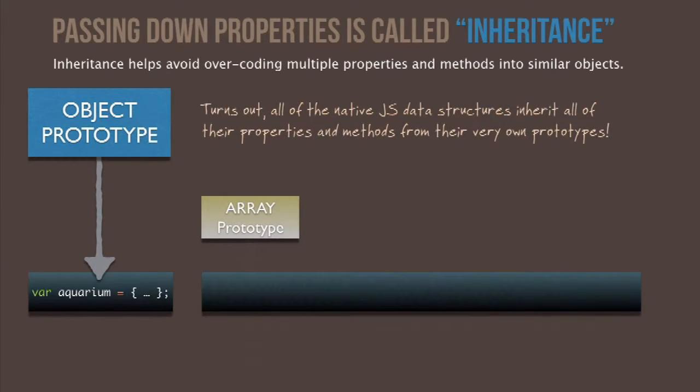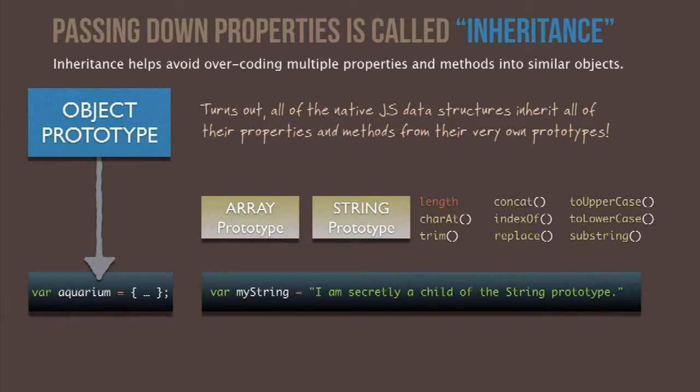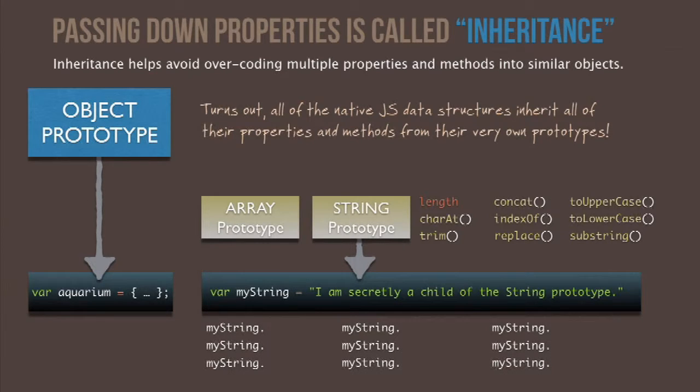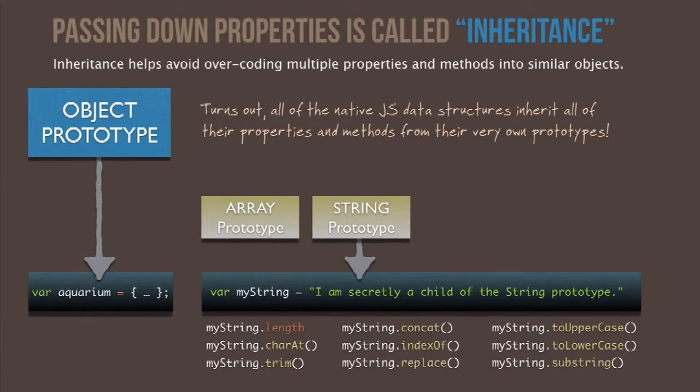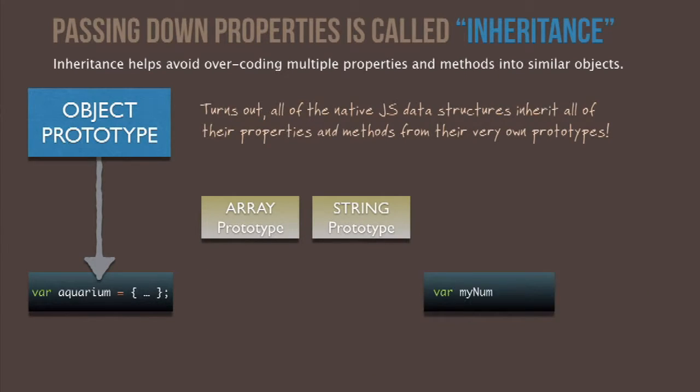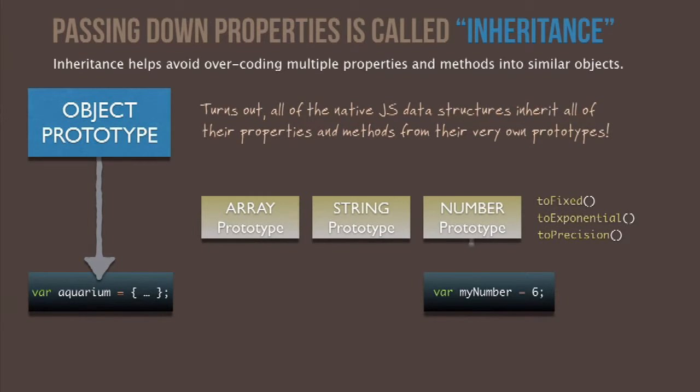Same thing goes with strings. If we established a variable called myString and we built a string inside of it, that string is secretly a child of the string prototype. And the string prototype passes a whole bunch of string properties and methods to our myString variable. That's how come we can call the length property on a myString as well as charAt and various other string methods. Similarly, the number prototype passes a few properties into every number variable.